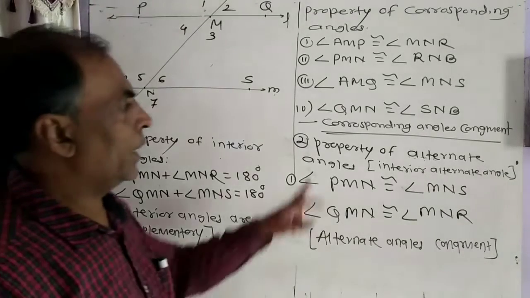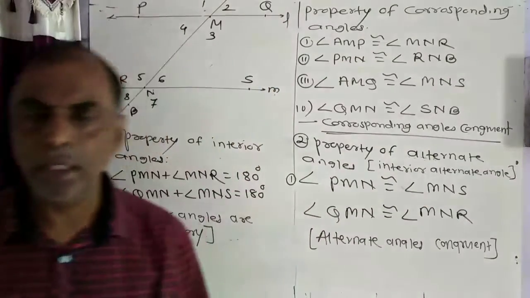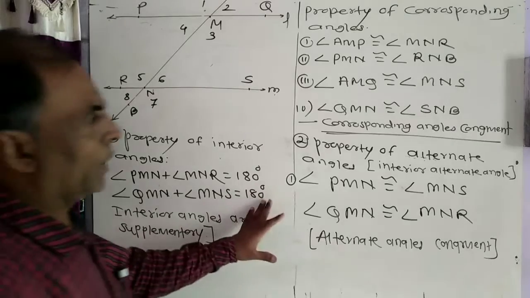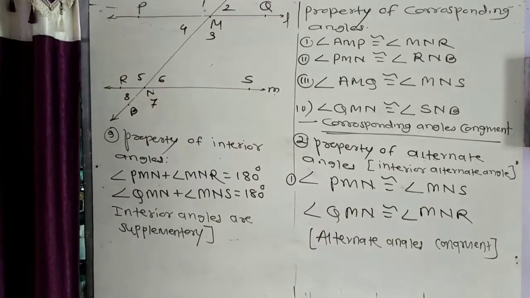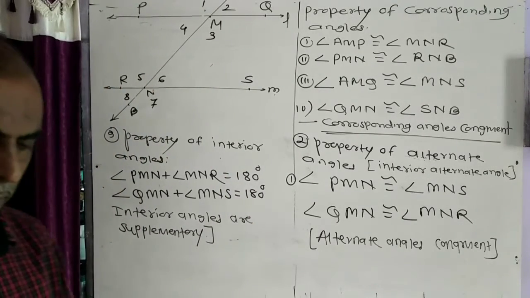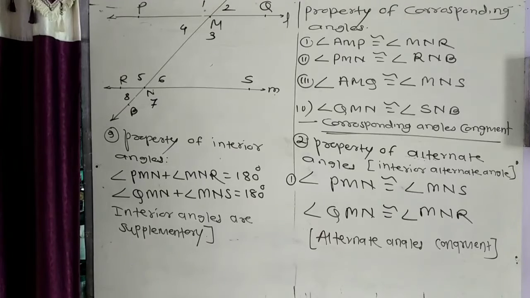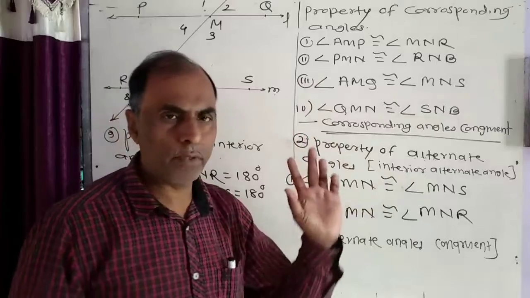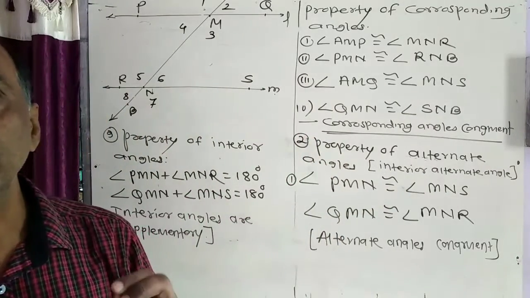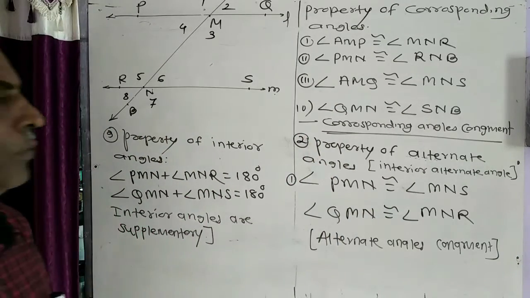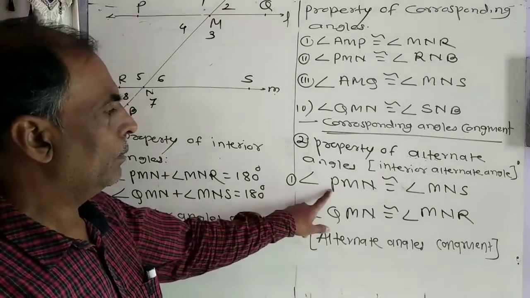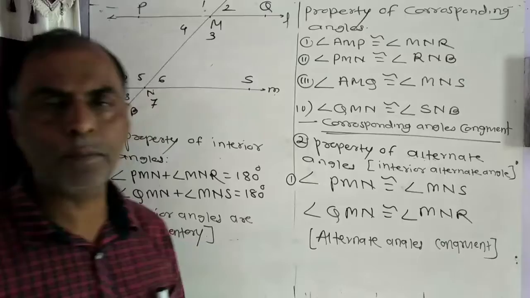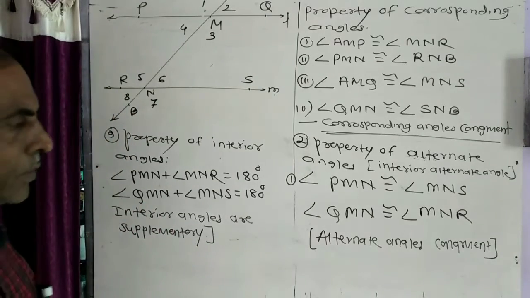Then the property of the alternate angles. It can also be read as interior alternate angles, and we have the property that each pair of the alternate angles formed by two parallel lines and their transversal is congruent. यानी जो अल्टरनेट एंगल्स के दो पेयर्स फॉर्म होते हैं, वो दोनों पेयर्स कैसे होते हैं, इक्वल मेजर होते हैं, कॉन्ग्रुएंट होते हैं. And we have observed in the figure that angle PMN is congruent to MNS. These are the first pair of alternate angles that is congruent.